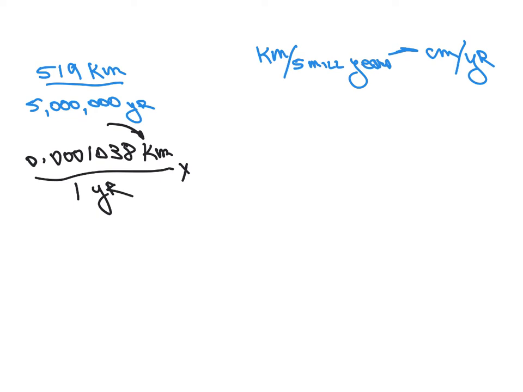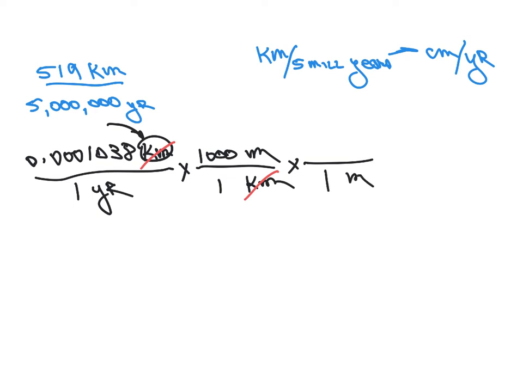So, a times sign and a line. Do we know anything about kilometers and centimeters? No, but I do know, and again I put that down there, that there are 1,000 meters in 1 kilometer, so those cancel. I make a times sign and a line. Do I know anything about meters and centimeters? Yes, I know that in 1 meter, there are 100 centimeters, so I can cancel those.